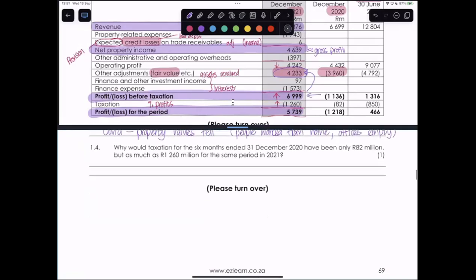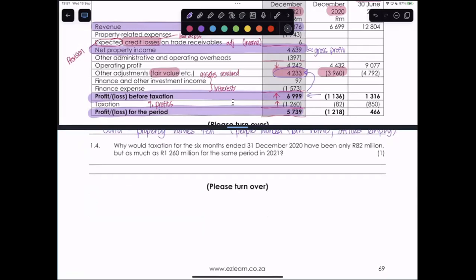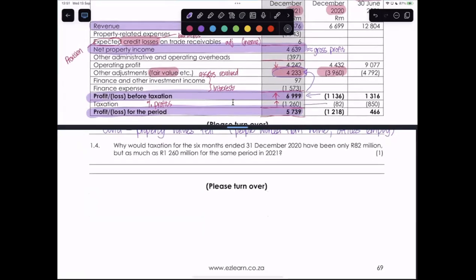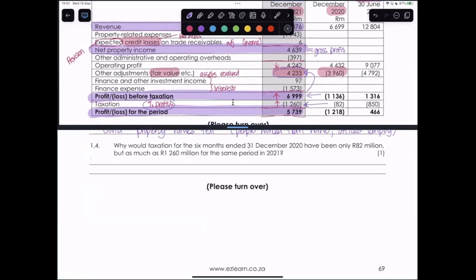Why would taxation have been only 82 million, but as much as 1,260 million for the same period in 2021? So that's looking at this over here. And the answer is obvious. Remember that taxation is a percentage of profits.